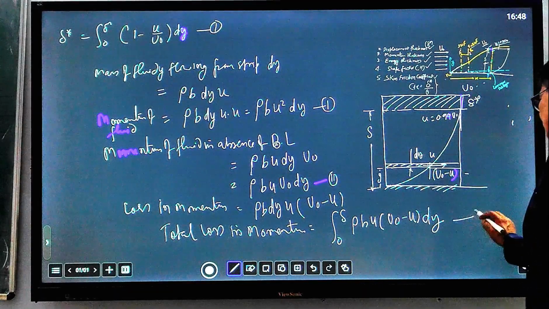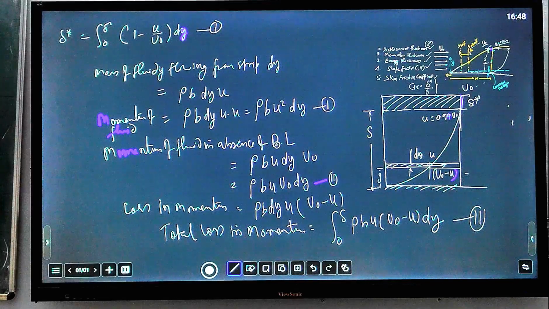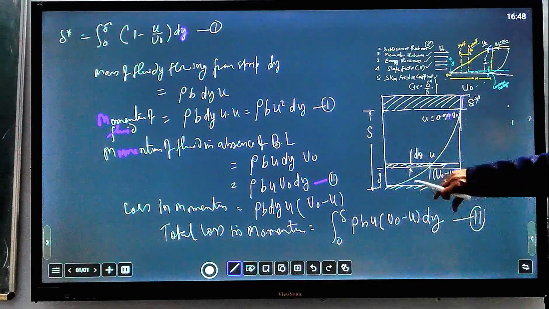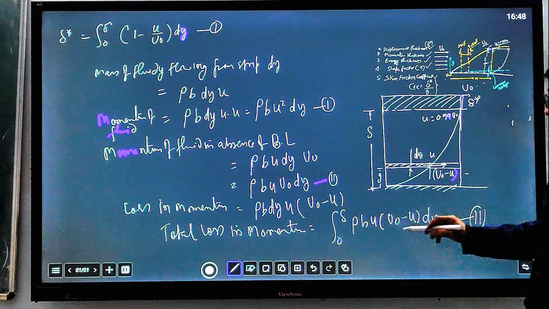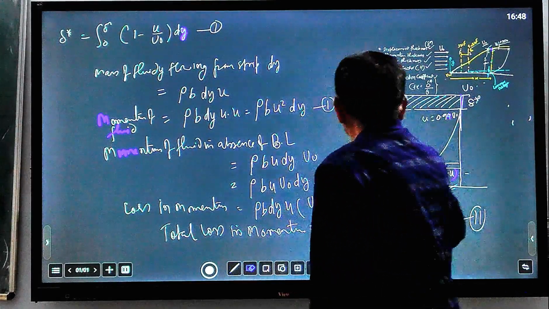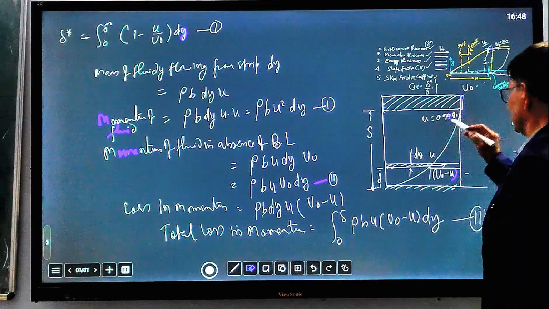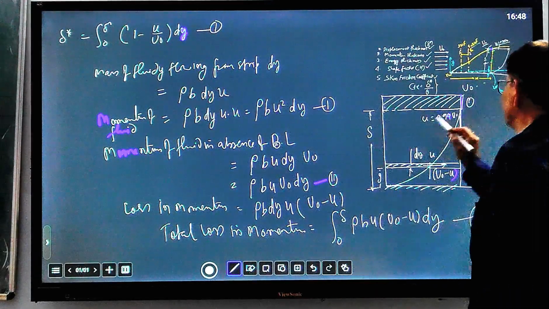This is equation number 3. So this is the total loss in momentum due to fluid being displaced from the boundary layer. That amount will be denoted by theta. Momentum thickness is denoted by theta. This is now thickness theta.